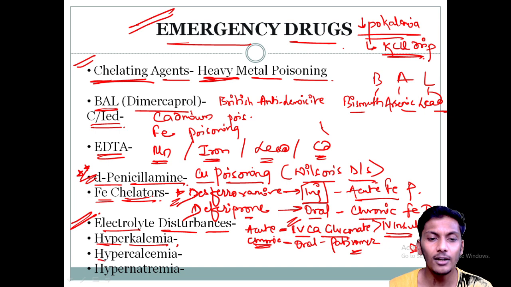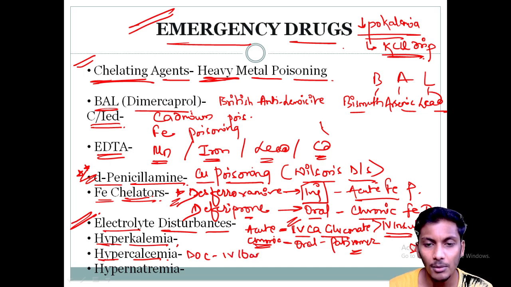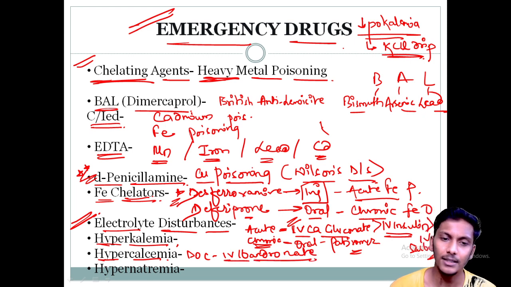Now the next one is hypercalcemia, when there is excess of calcium in the body, and hypercalcemia can land the patient into systolic arrest, right? So in hypercalcemia, the drug of choice is IV ibandronate. Please remember, a bisphosphonate known as IV ibandronate is a drug of choice in cases of acute hypercalcemia.